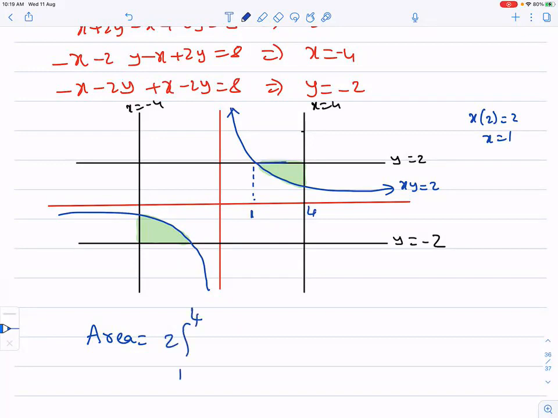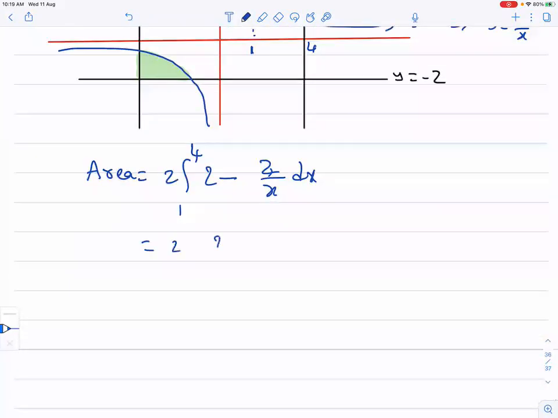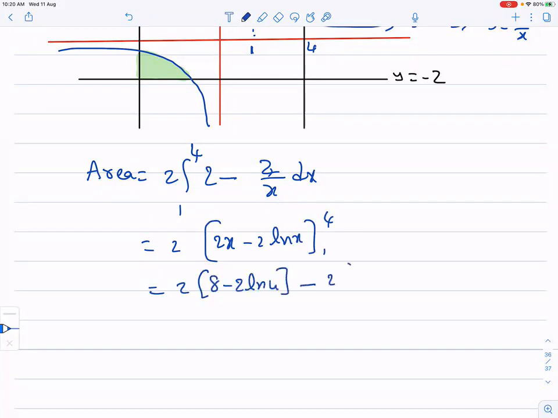What is the upper curve? Upper curve is y equal to 2. Lower curve is y equal to 2 by x. 2 minus 2 by x. Correct? That is 2 times 2x minus 2 ln x. Limits are from 1 to 4. That is 2 times 4, 8 minus 2 ln 4 minus 2 times 2 minus 2 ln 1. So 16 minus 4, 12 minus 4 ln 4. That's the answer. Please write it down.